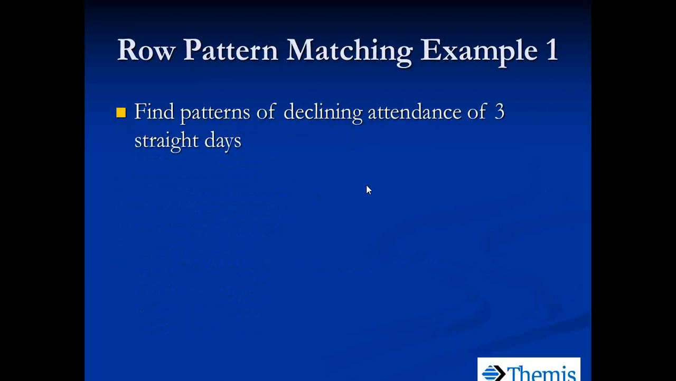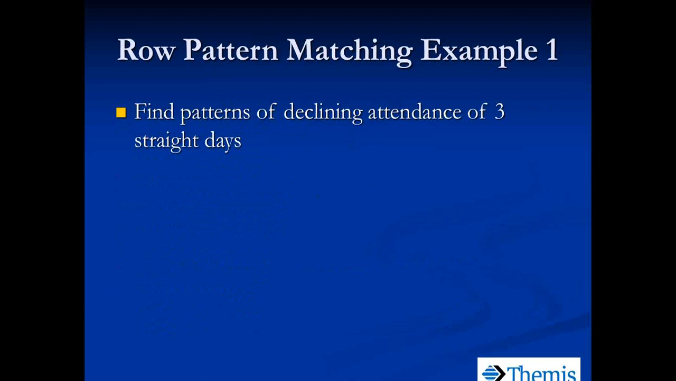And here's our first problem that we want to solve. I've got five of these examples. I'll go through them fairly quickly. It'd be a really good idea if you could get a copy of these slides just so you have examples of these different things that you might look for in row pattern matching. That's one of the things I want you to take away from this: the type of problems you can solve with this feature. All right, so the first one is I want to find patterns in my data where I have declining attendance of 3 straight days.